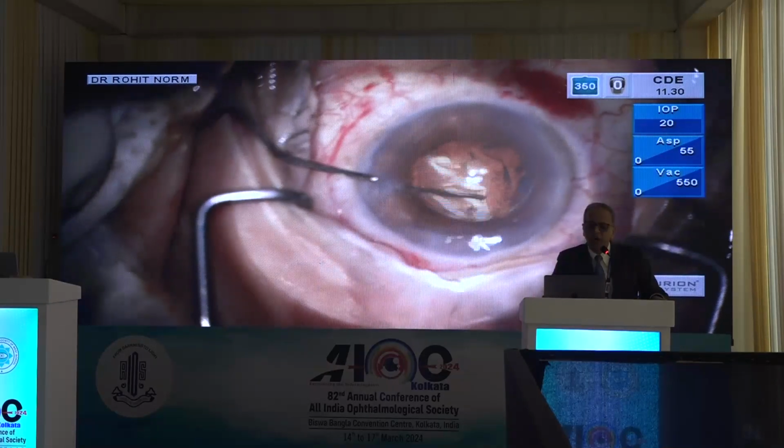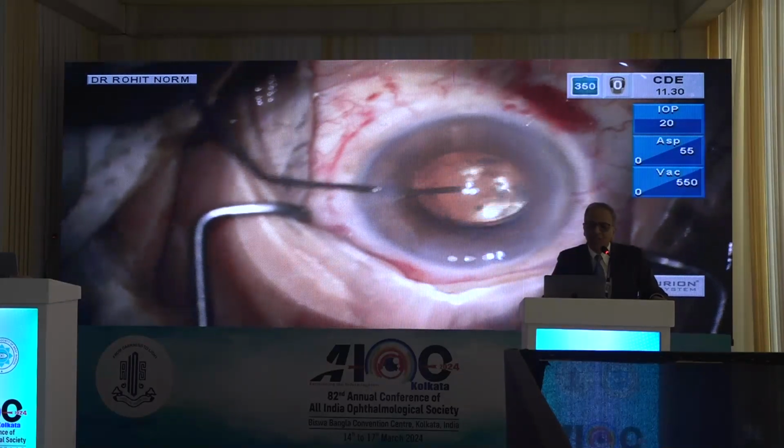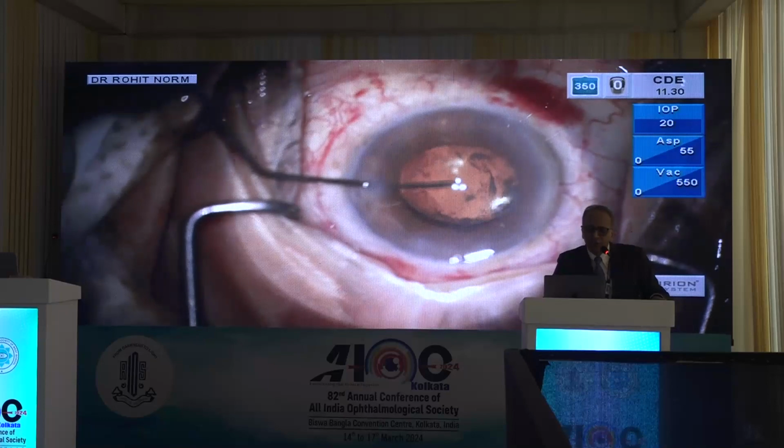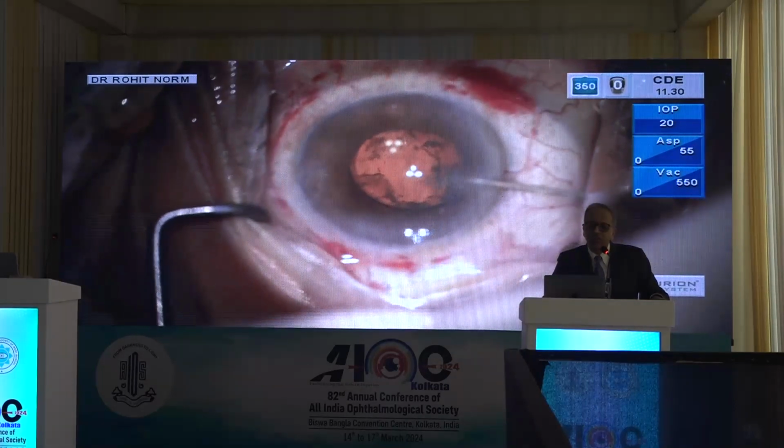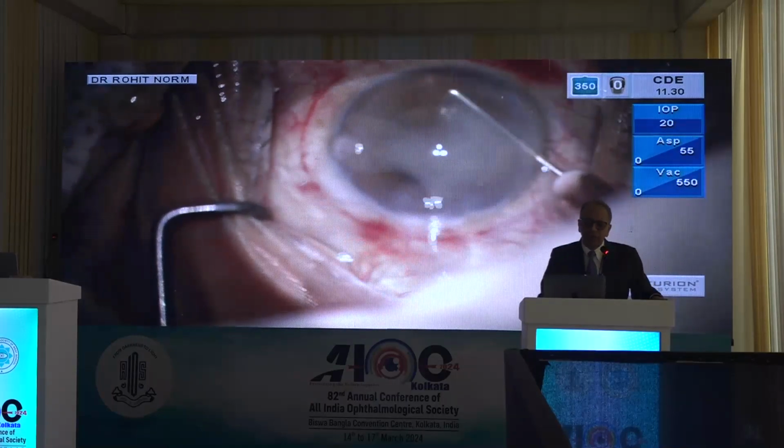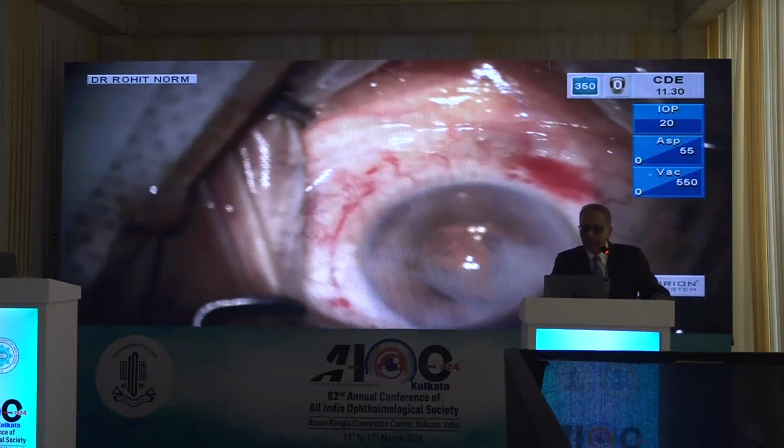So you can see how with a posterior capsule rupture you can go ahead with low fluidics and complete emulsification, and this is triamcinolone coming into force and showing the absence of vitreous whatsoever in the anterior chamber.